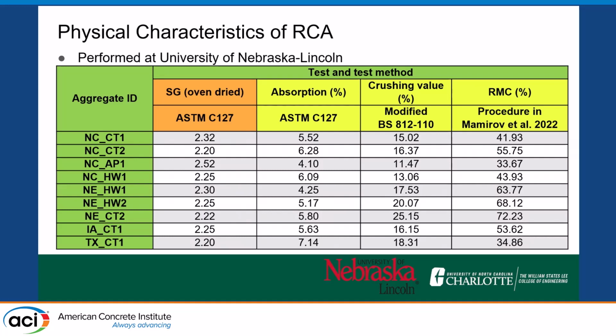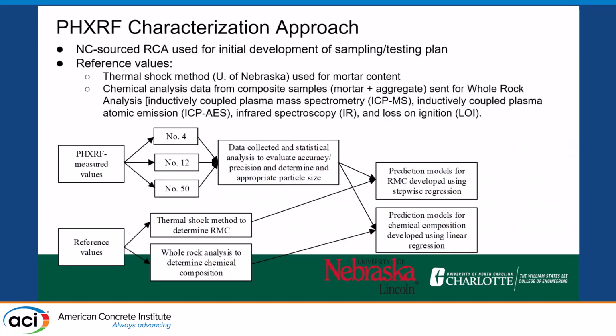These values are actually for the number 67. It's the average for a bunch of particle sizes within the number 67. We actually ran these tests for fractionated pieces, which is published in the report. But to develop a protocol to use the XRF to characterize these, we had a flow chart. Essentially, we didn't know if our testing was any good unless we had reference values. Down at the bottom of my flow chart, we started with the thermal shock method, the procedure developed by the University of Nebraska-Lincoln to give us our reference residual mortar content.